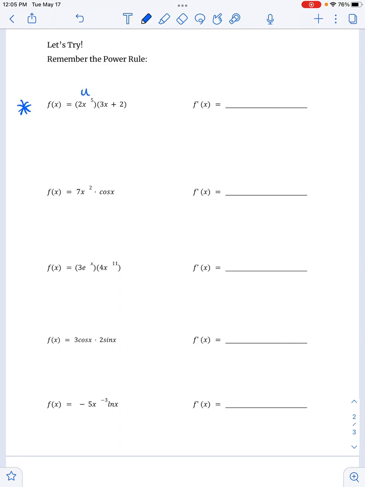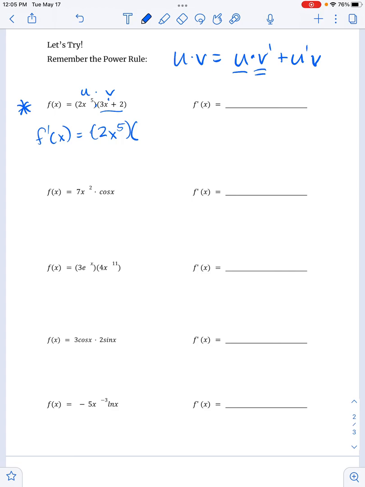In this example, this would be the u and this would be the v because I am looking for two things multiplied by one another. So just because it's on the other page and you can't see it, I'm going to write down my product rule again. According to that, in order to find my derivative, remember that prime means derivative, I'm supposed to take the original function, which is 2x to the fifth, so that's the original first function, and multiply it by the derivative of the second part. So it's the derivative of the 3x plus 2.